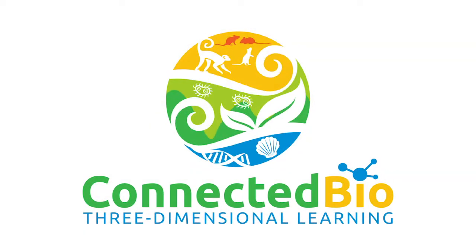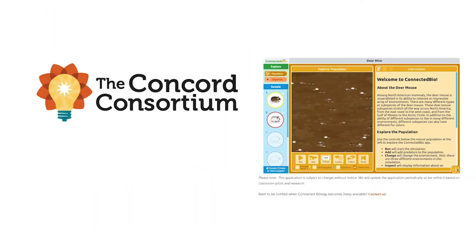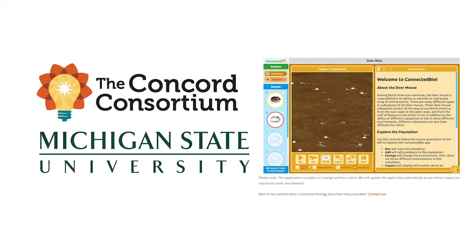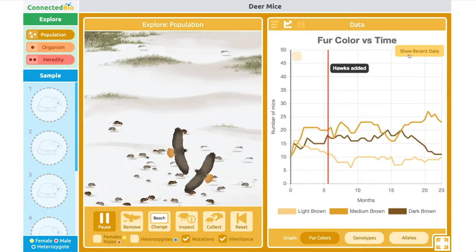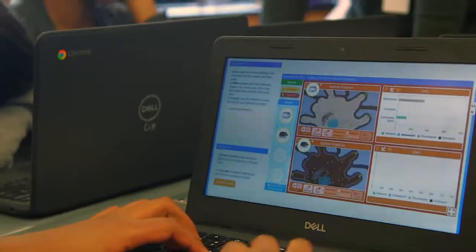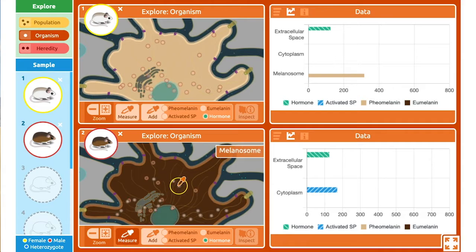Connected Biology is a collaborative project between the Concord Consortium and Michigan State University. And we are creating an online interactive curriculum for students to learn evolution and how it's connected with genetics and cell biology. Together we're developing materials that integrate topics in biology that are typically taught separately in high school. Genetics, ecology, and cell biology.